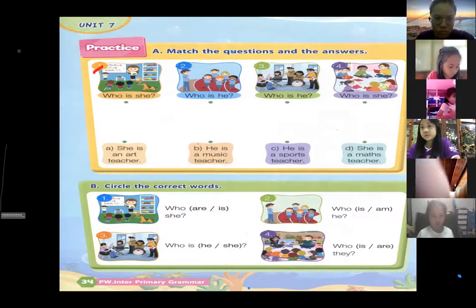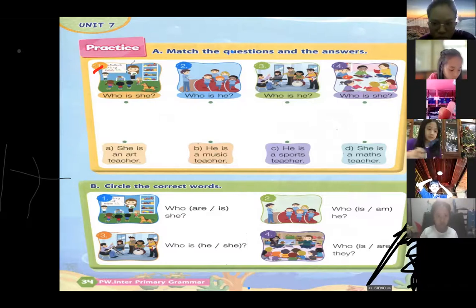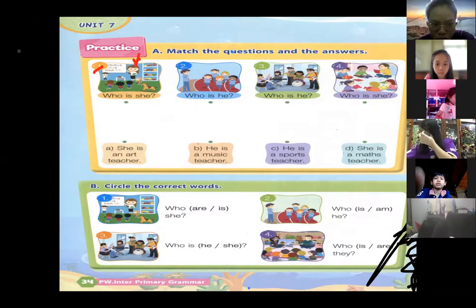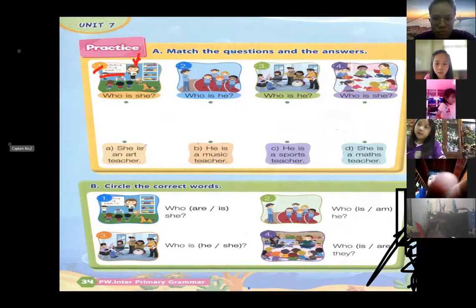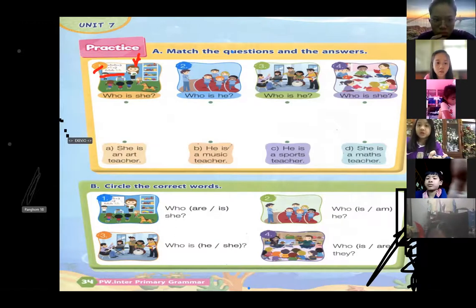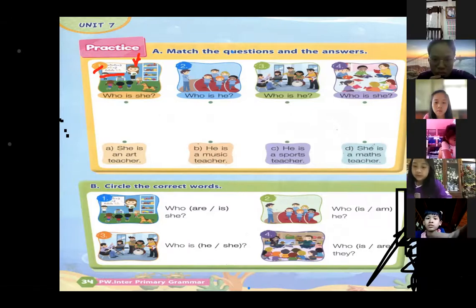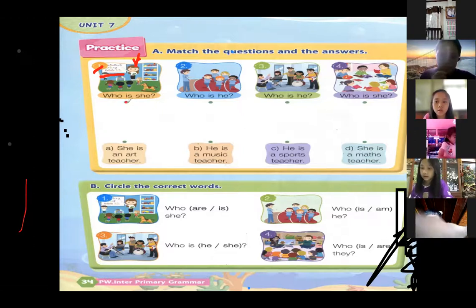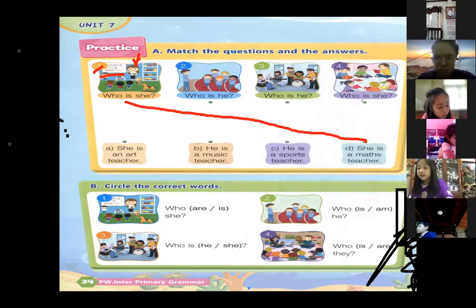Can you notice from the photo what is happening there? This lady is teaching. What is she teaching here? So who is she? A, she is an art teacher. B, he is a music teacher. C, he is a sports teacher. Or D, she is a math teacher. She is a math teacher. So letter D. Okay, thank you, Prow.